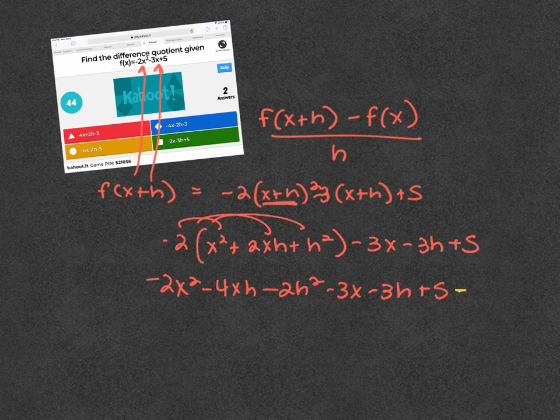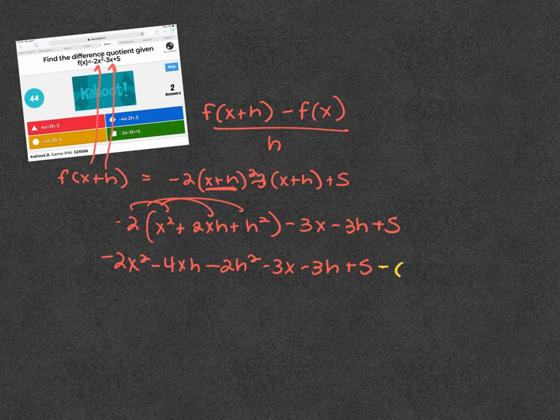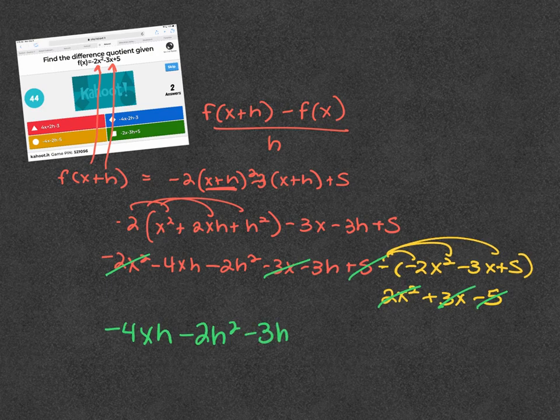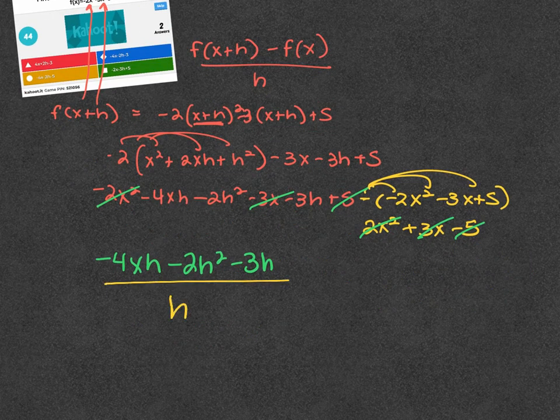Then I have to subtract my original f of x, which is negative 2x squared minus 3x plus 5. That means the negative changes every sign that follows. Becomes positive 2x squared, positive 3x, minus 5. The positive and negative 2x squareds cancel out. The positive and negative 3x's cancel out. And the positive and negative 5's cancel. So I get negative 4xh minus 2h squared minus 3h. What's the last step? Over h. Then I can cancel this one, this one, this one.